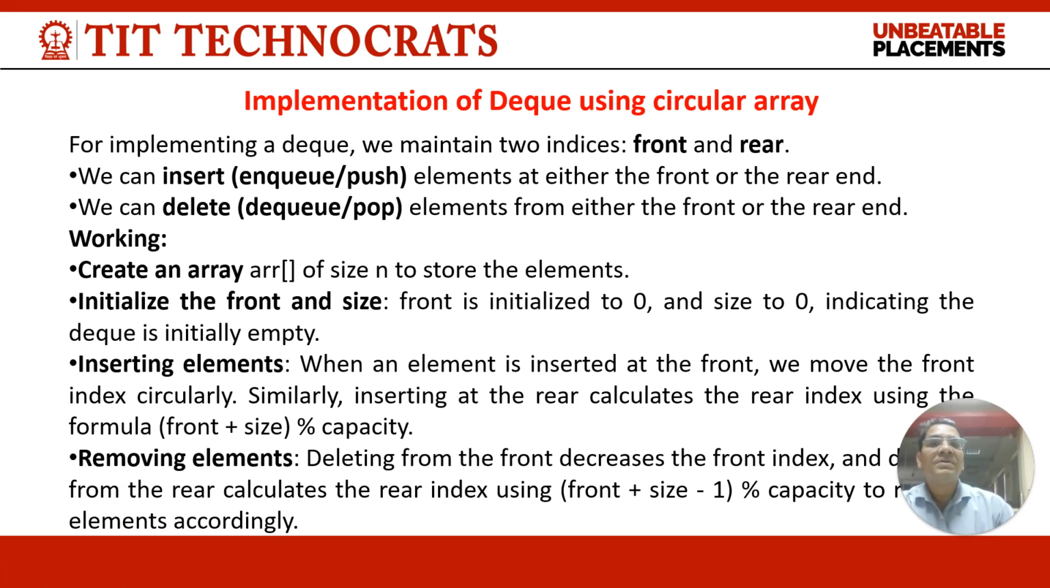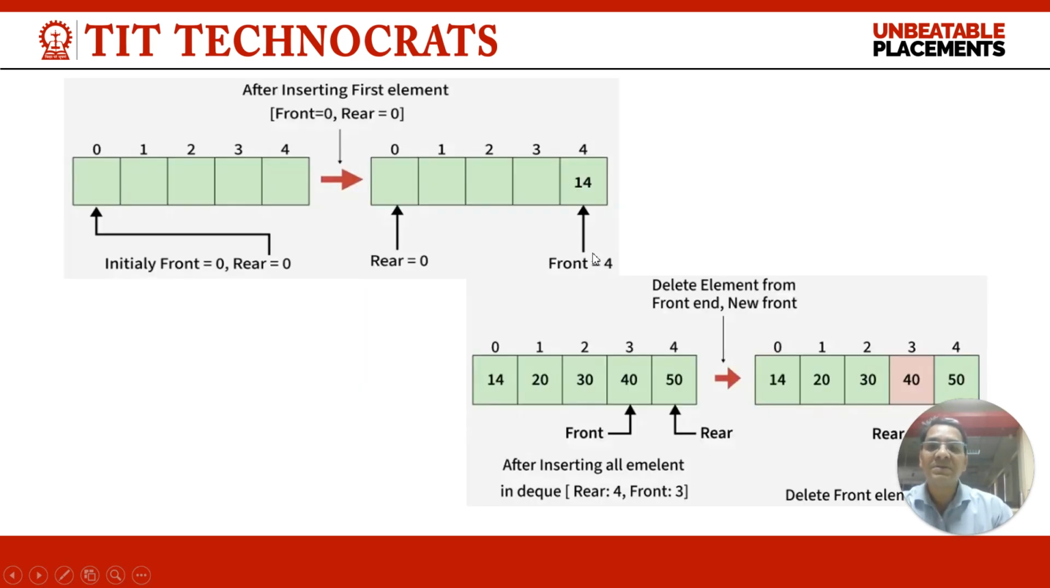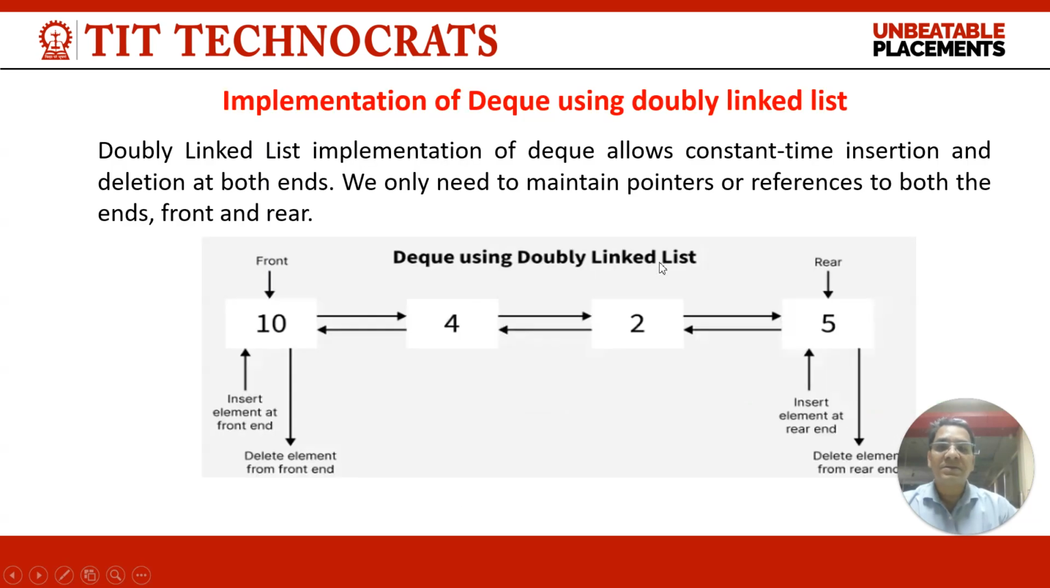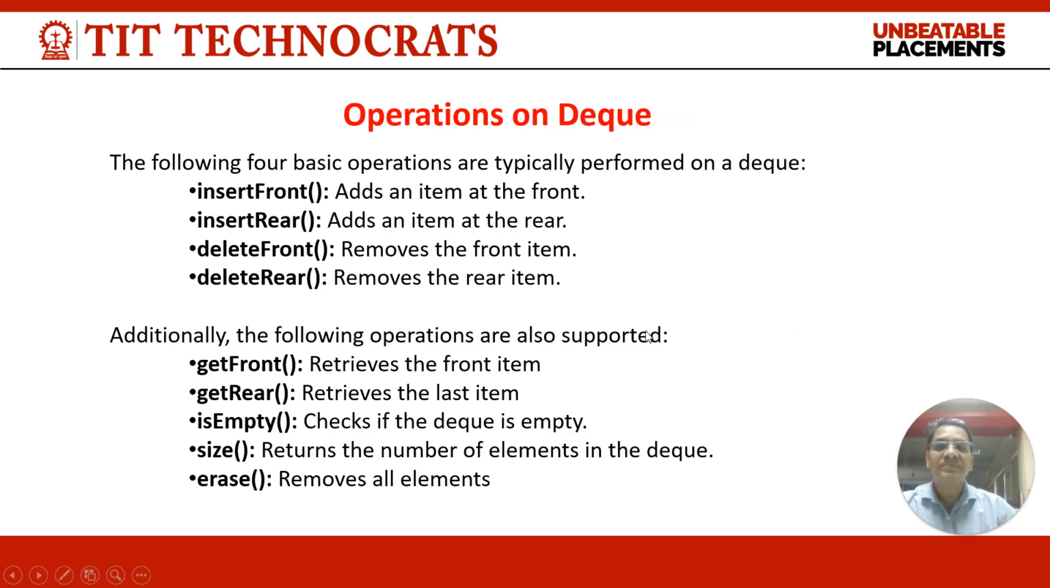Implementation of a deque using a circular array: insert, delete, create, initialize, inserting elements, removing elements, they perform different operations. This is the circular array represented, where initially front and rear are 0, and after that elements can be inserted one by one. Implementation of a deque using a doubly linked list, where we use a double-sided linked list that contains two pointers, a left pointer and a right pointer, and an information field.